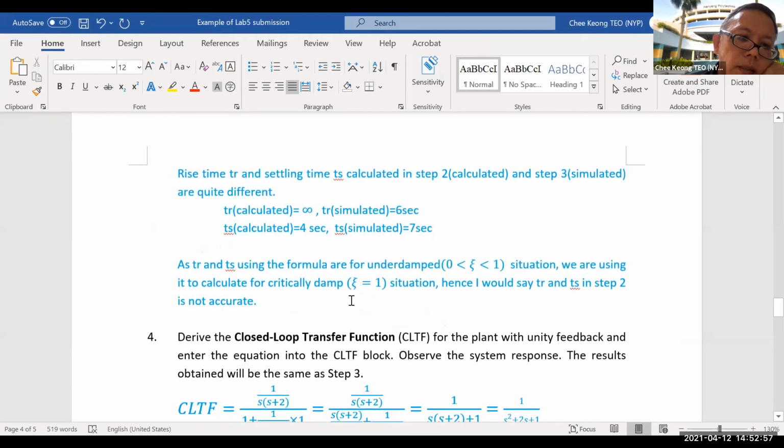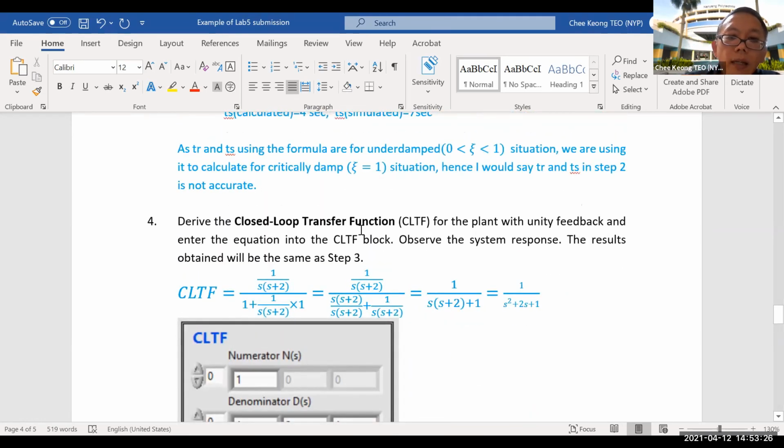So as for the rise time and settling time, we are using the formula for underdamped, because all the formulas in the formula sheet for rise time, peak, everything, are for the underdamped case. That means zeta between 0 and 1. So we are using it to calculate for critically damped, whereby zeta is equal to 1. Hence we can say that the settling time and rise time in step 2 are not really accurate, because the calculated one is not using the correct formula.